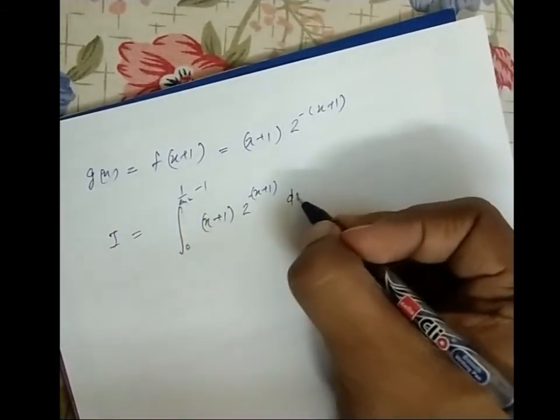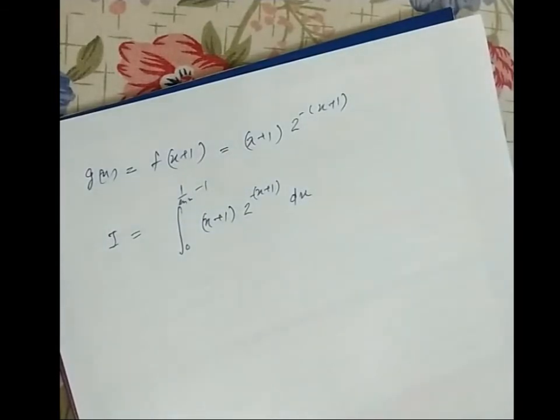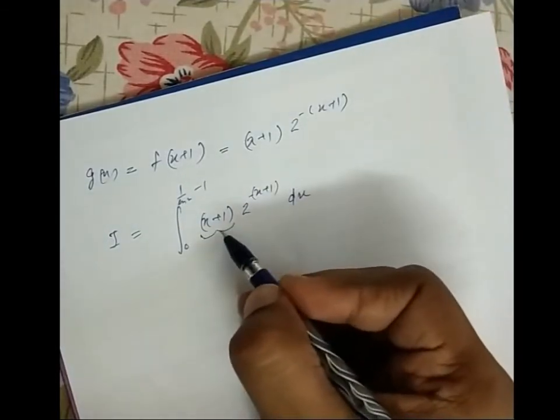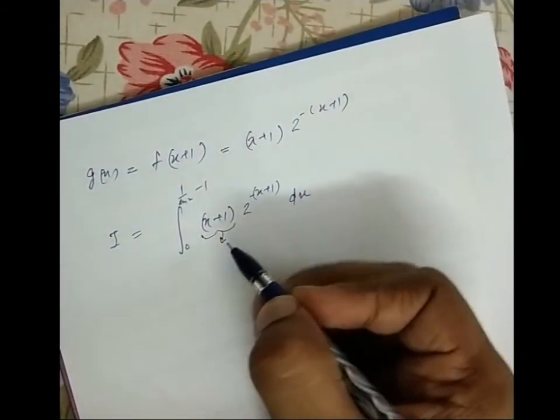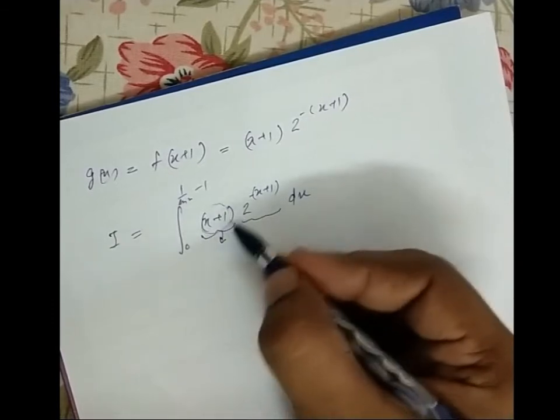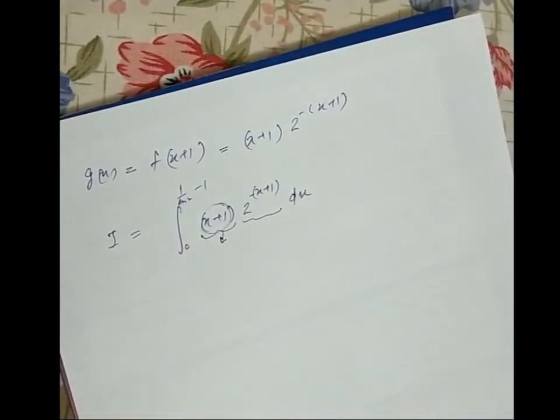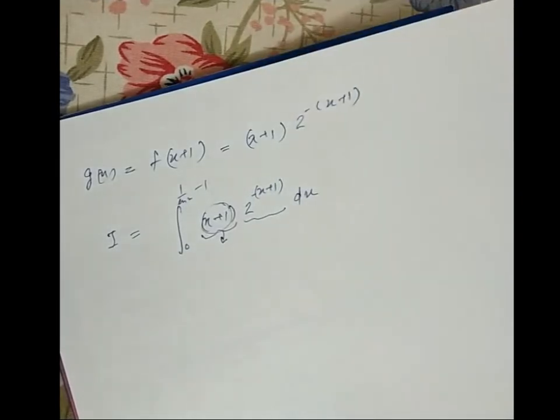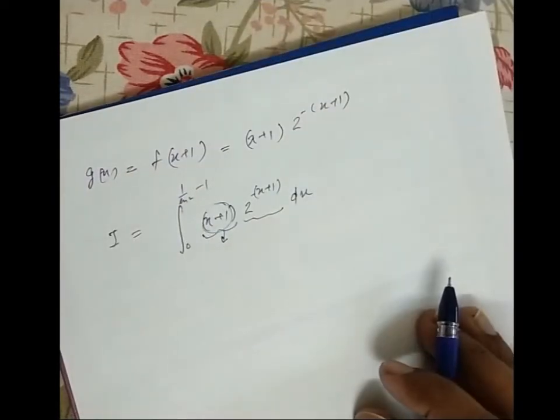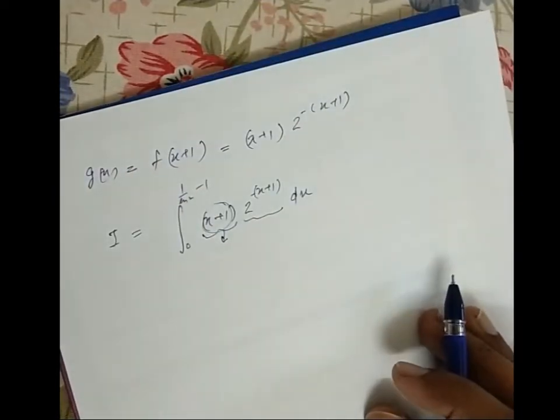So for this integral we can use integration by parts, considering this as the function to be differentiated and this function to be integrated, and applying the limits from 0 to 1 by ln 2 minus 1. Okay, moving on to our next question, which is the next paragraph, comprehension 2.